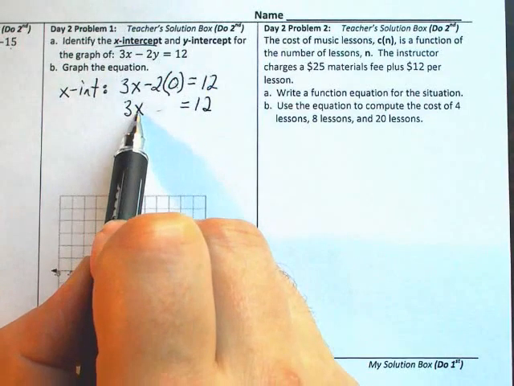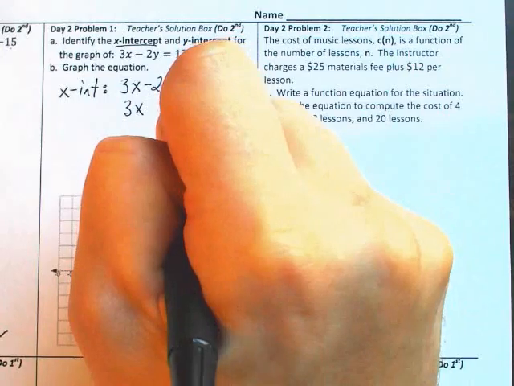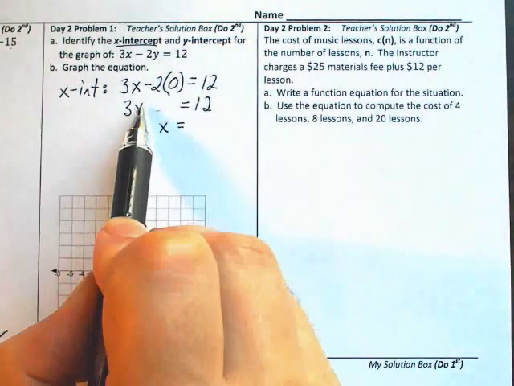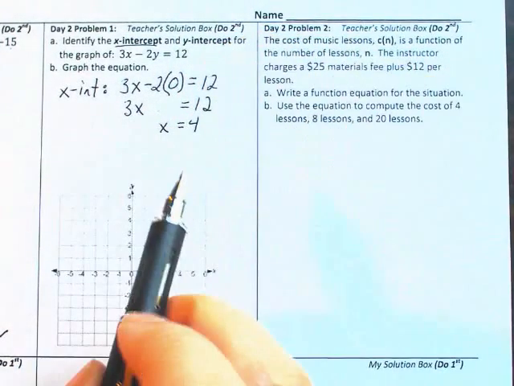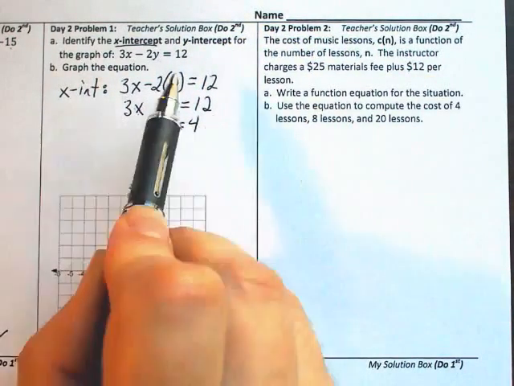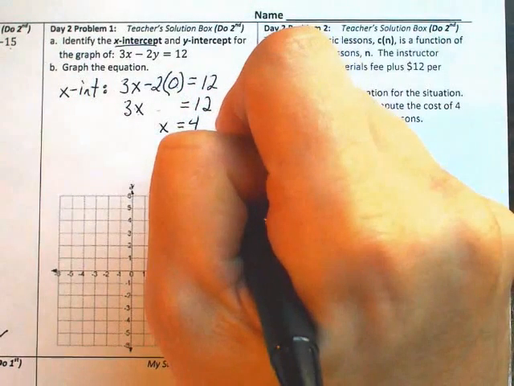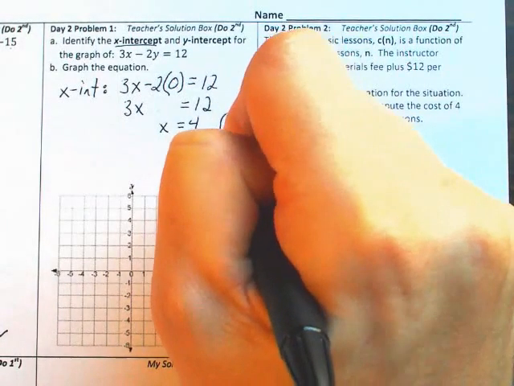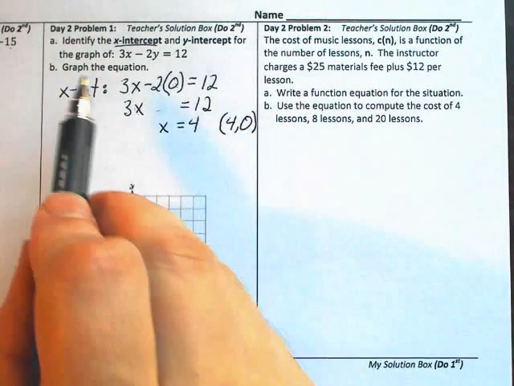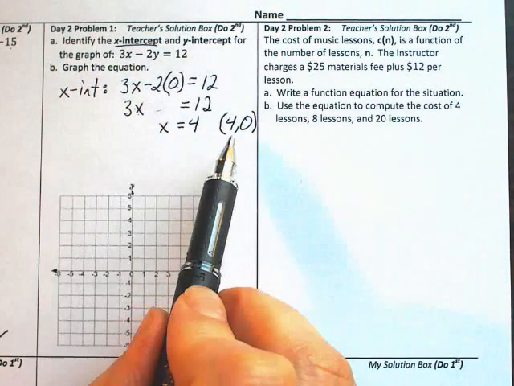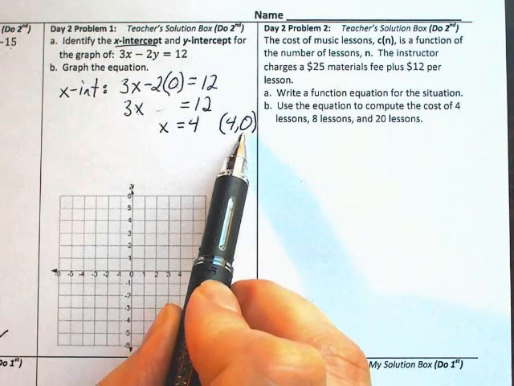And so we now have 3x is equal to 12. And that means that x is equal to, 3 times 4 would equal 12. X must equal 4. And this value of x, when y is 0, is called the x-intercept. Now, as an ordered pair, that is 4, 0. And let's remember that, because when we get to Part B and we graph this equation, we're going to put a dot on the grid at 4, 0, which will be on the x-axis.